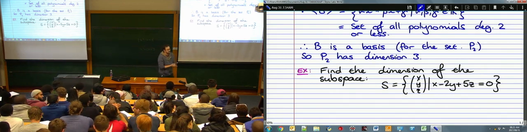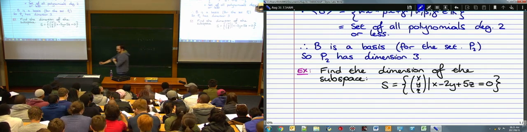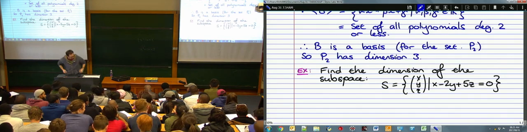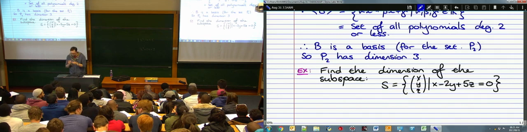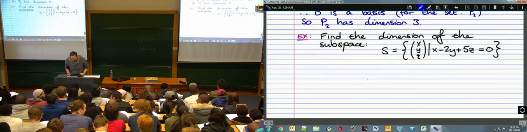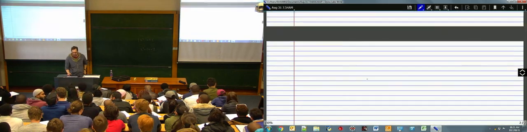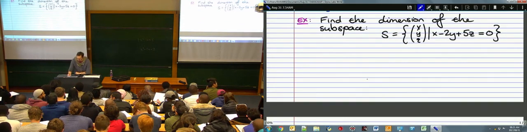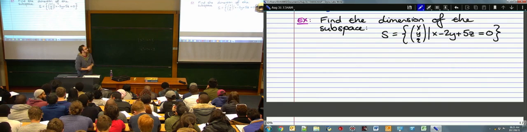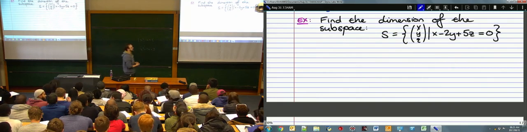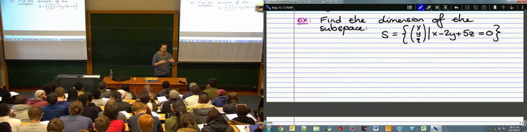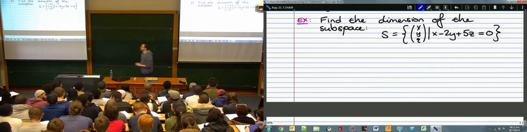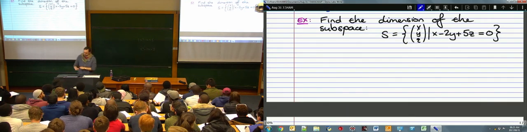Right, let's do this. Okay, so we're going to find the dimension of this subspace, which is the plane. The first thing that I'm going to do is take what is currently the Cartesian equation of the plane and rewrite it in vector form. It's much nicer working with this in vector form.